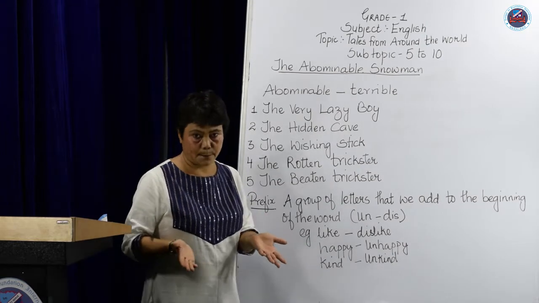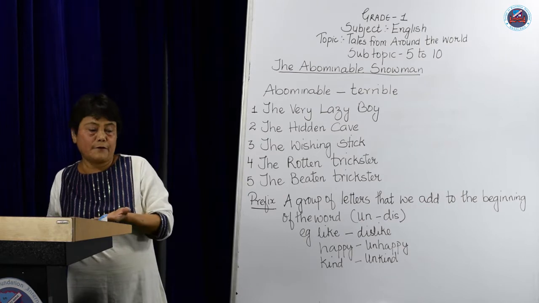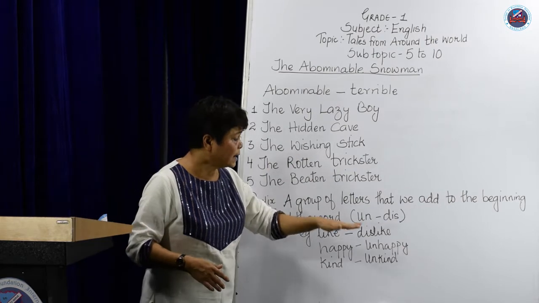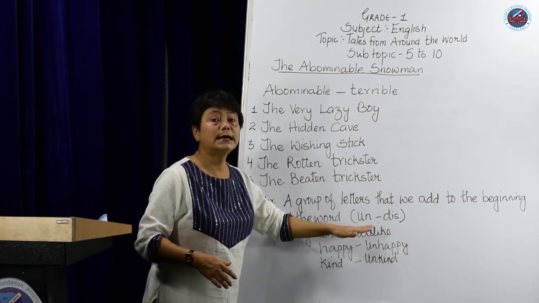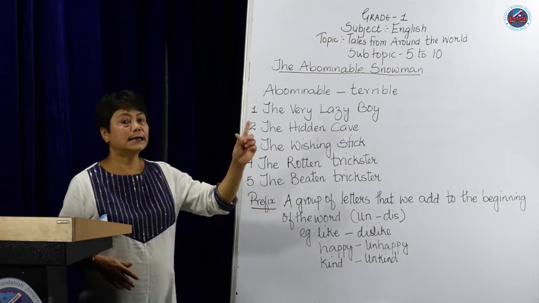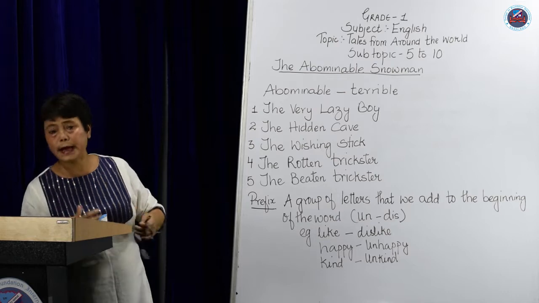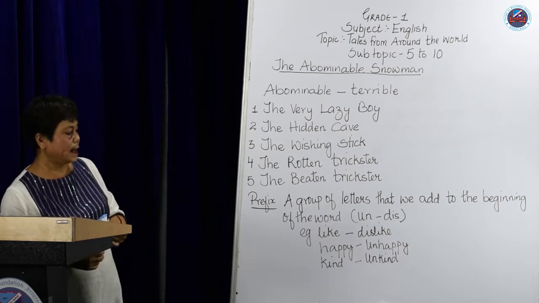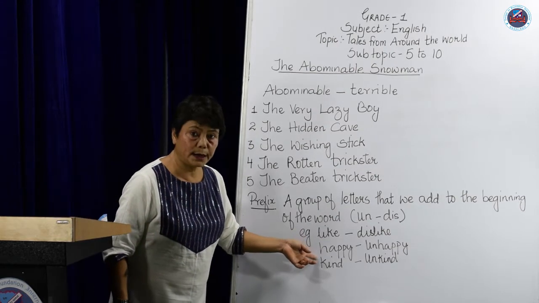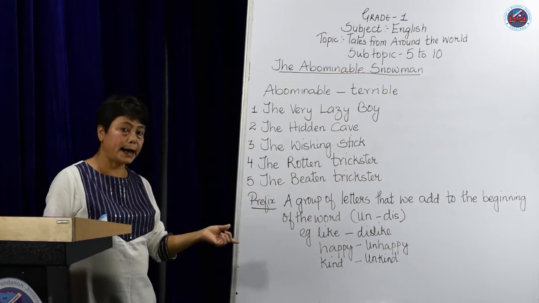I like to eat apple, or I like my friend. But in another word, it is a dislike. Like, dislike means it changed the meaning. It makes the opposite meaning. Another one: happy, unhappy, kind, unkind.